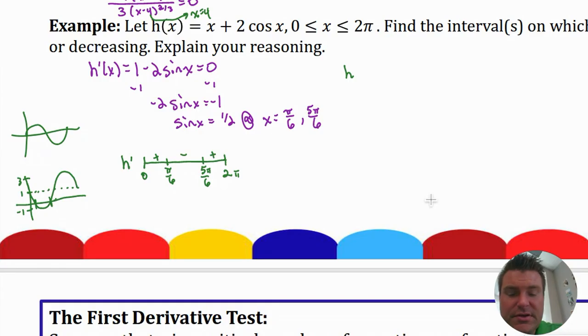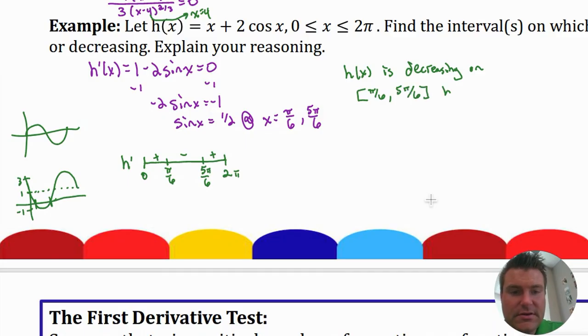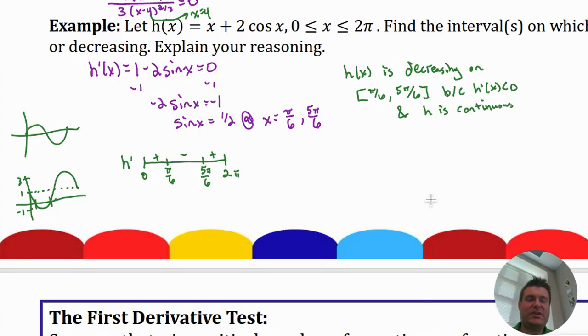So h of x is, we'll do decreasing first. We are decreasing on the interval from pi over 6 until 5 pi over 6, because h prime of x is less than 0 and h is continuous. h is continuous everywhere, by the way. So I can just say h because h is continuous. I can pick out the specific points, but this is actually continuous everywhere.